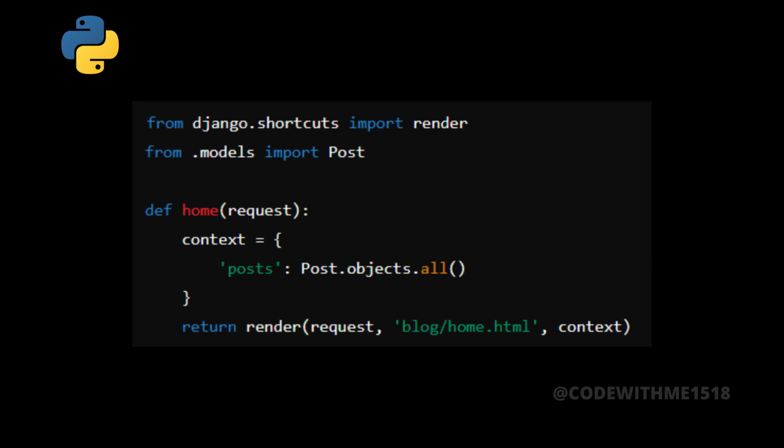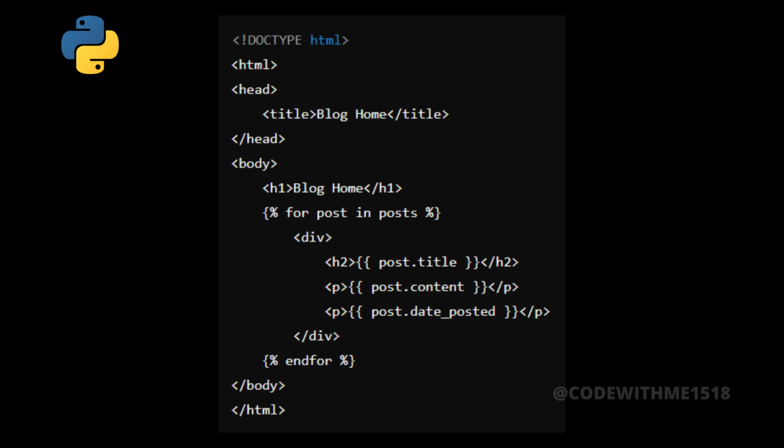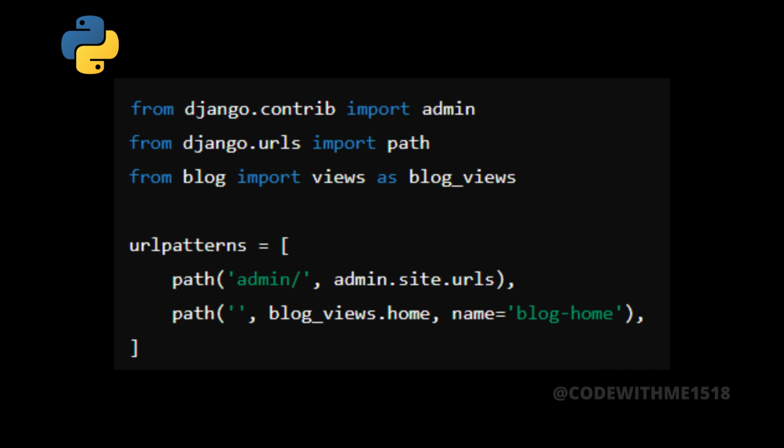Next, let's create a view in blog/views.py that retrieves all posts and renders them using a template. Now, create the template blog/templates/blog/home.html. Finally, map the view to a URL. Update mysite/urls.py.